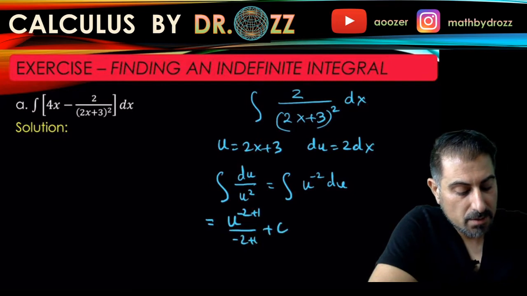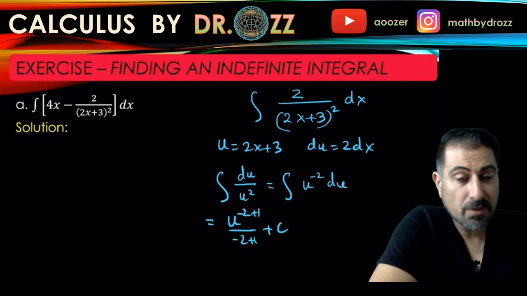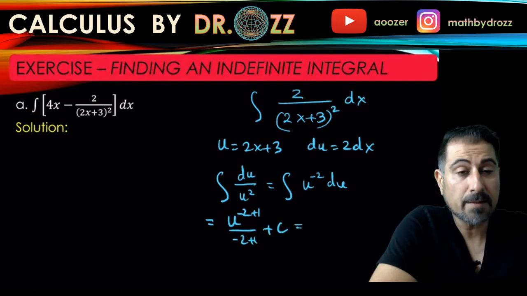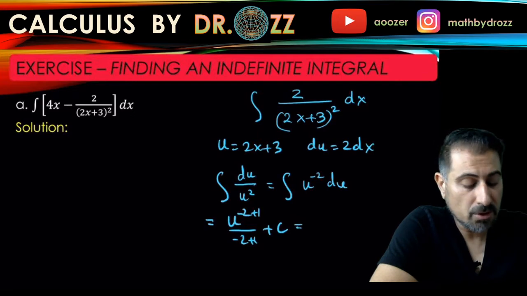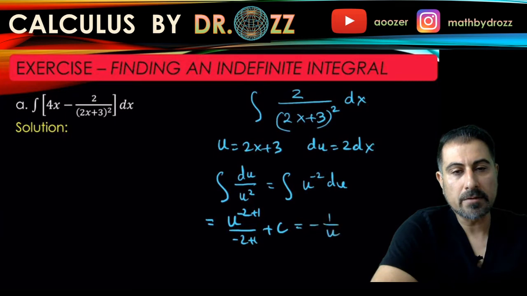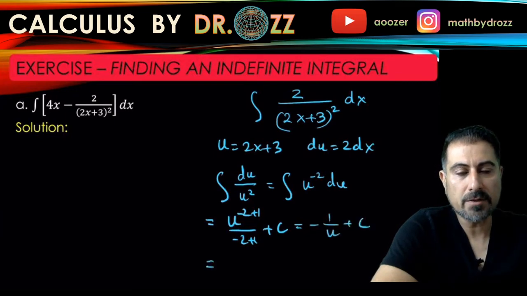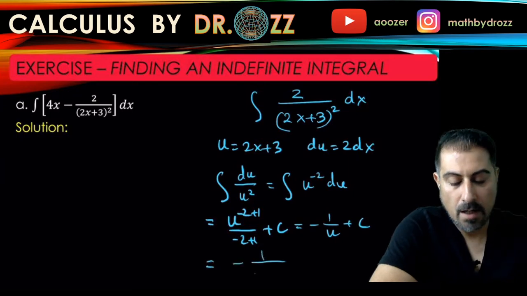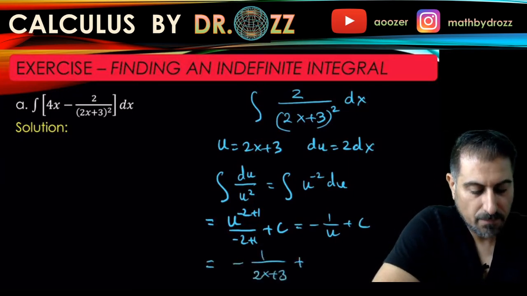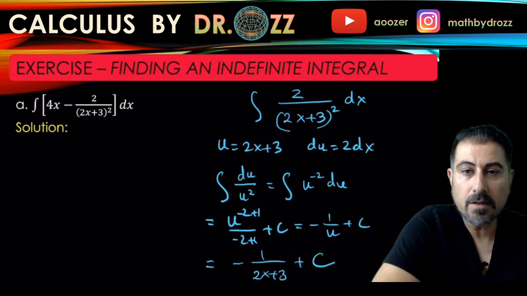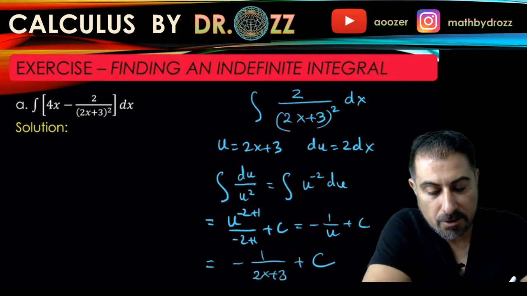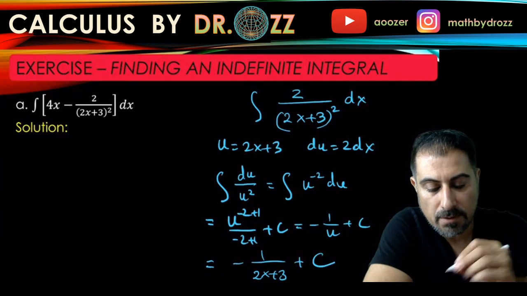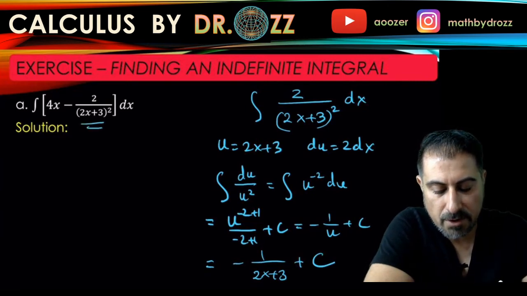All right. So that is u to the minus 1 divided by minus 1. That's in fact, by going back to the reciprocal notation, minus 1 over u plus c. But the original integral is in terms of x, so I have to go back to the x notation here. Minus 1 over 2x plus 3 plus c is the integral of the second expression here. Okay. So now let's just have the final shot here.